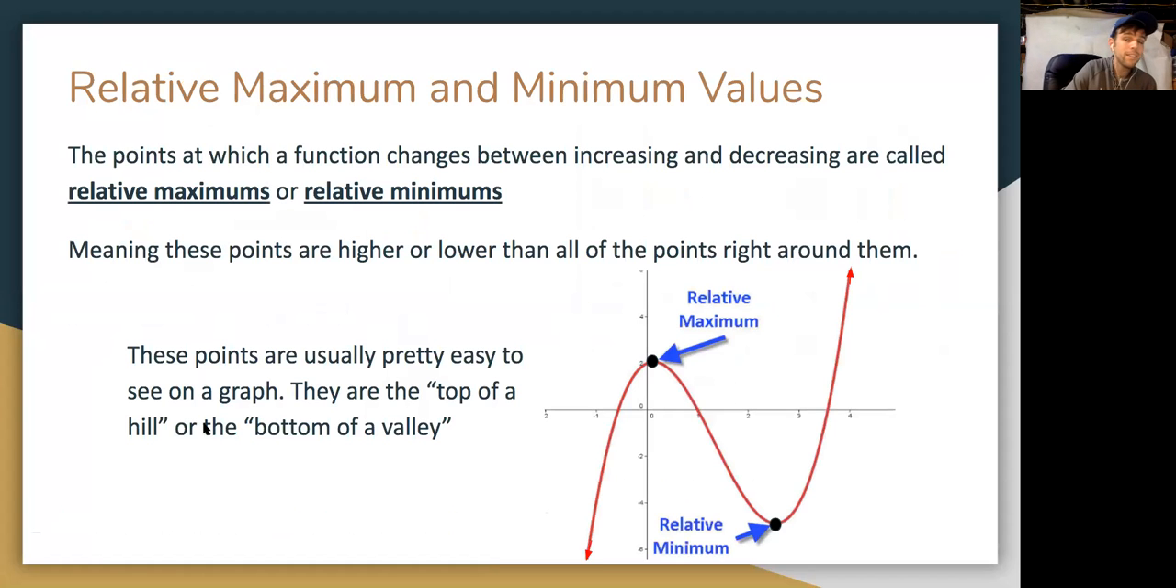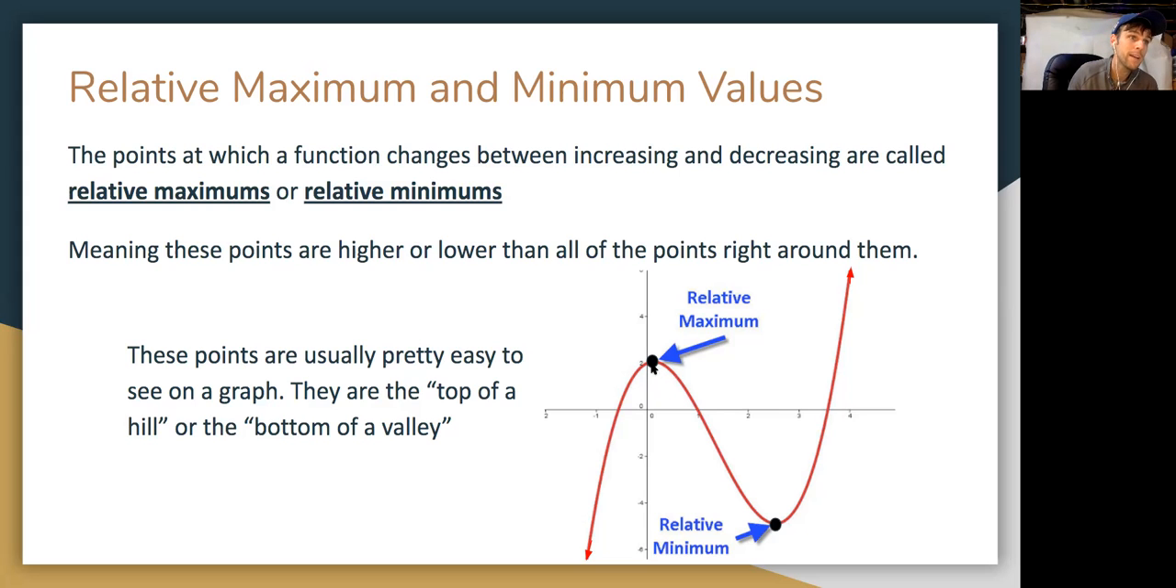All right, so the next thing we have are relative minimums and relative maximums. So the point at which a function changes from increasing to decreasing is going to leave us with a relative maximum, at least the highest point in the area. Now, we use the word relative to mean that it might not be the absolutely highest point on the graph. And in this case, it's not, right?